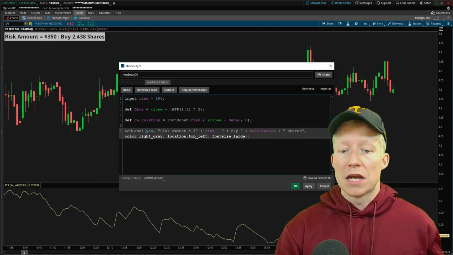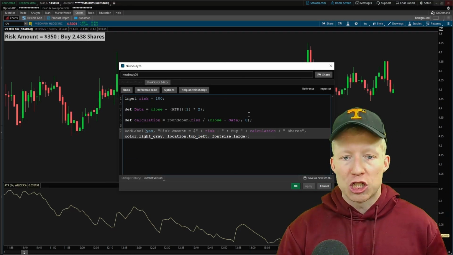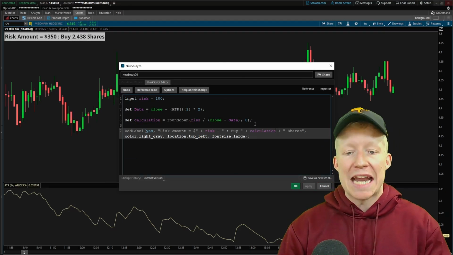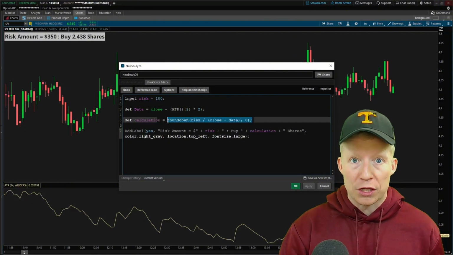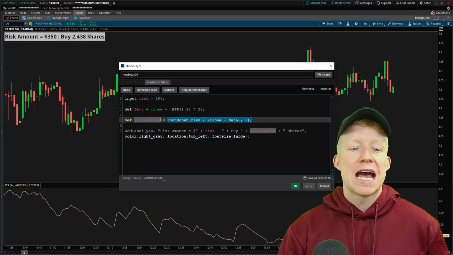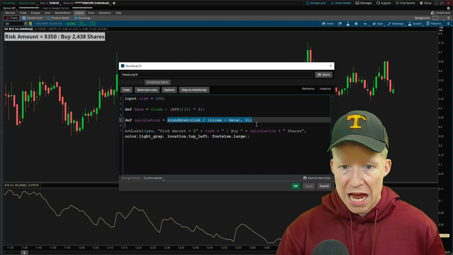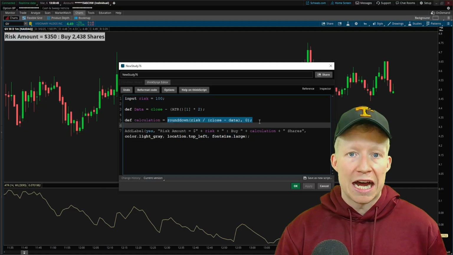Now, as I hit apply, nothing should change. We didn't change anything in the code. Good, nothing changed. We just cleaned it up a little bit. Now, when I need to reference this calculation, which once again is the calculation to show us our position size, I can just reference the calculation variable rather than having to type in this entire equation.